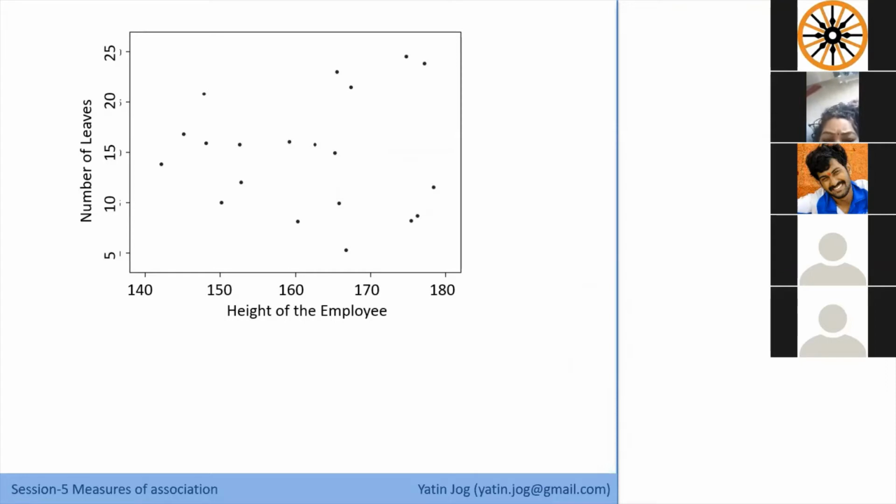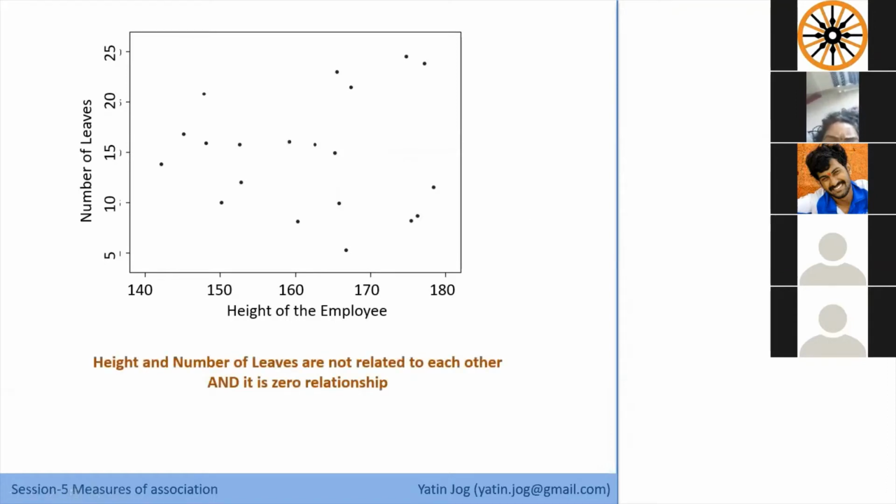Now if I plot the height of the employees and number of leaves, and if I look at the graph, there is as such no relationship. It's a very scattered format, so we cannot find any general trend, upward or downward. So it's scattered, and we can say that there is no relationship or zero relationship. So height and number of leaves are not related to each other, and it is a zero relationship.